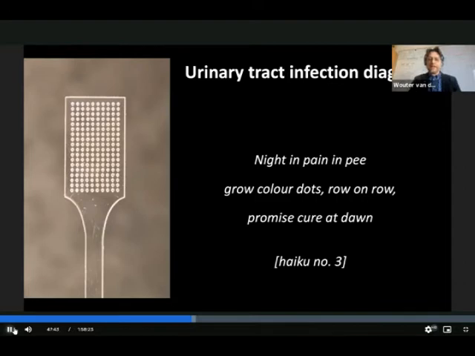Night in pain in pee. Grow colored dots row on row. Promise cure at dawn.